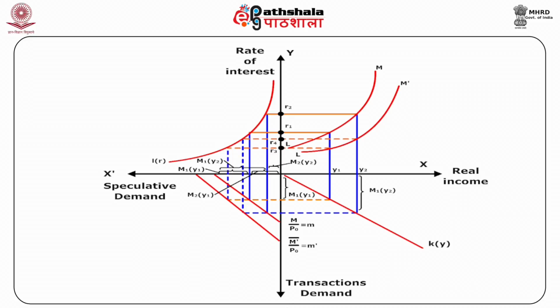Please look at quadrant 3. In quadrant 3, we are representing the equilibrium in the money market.